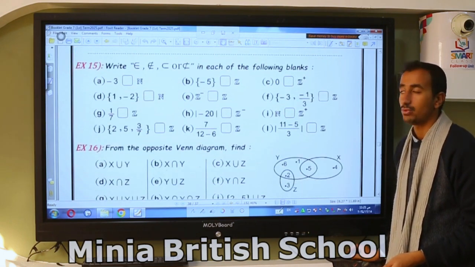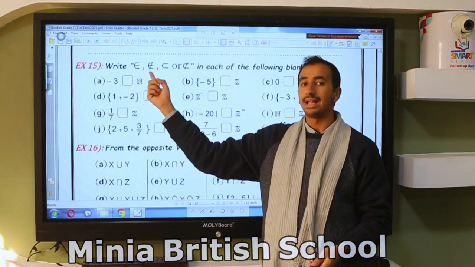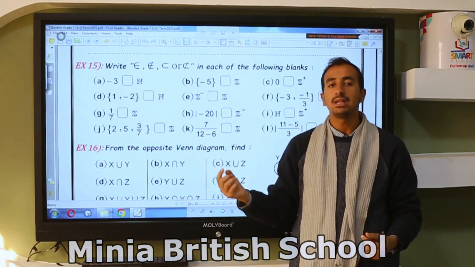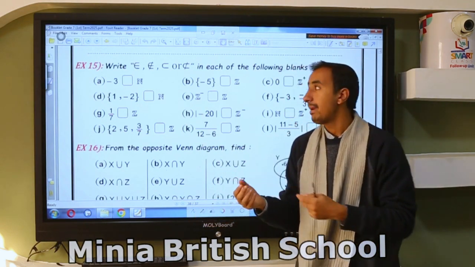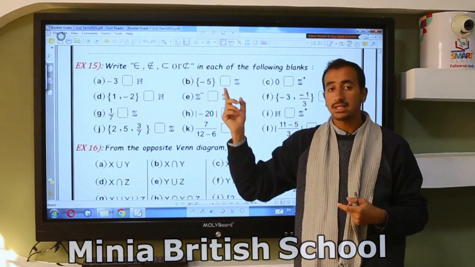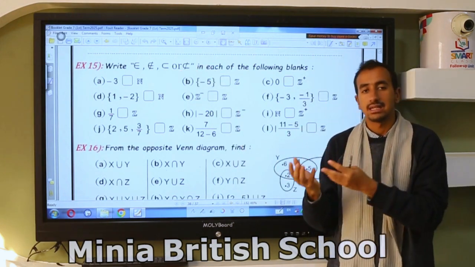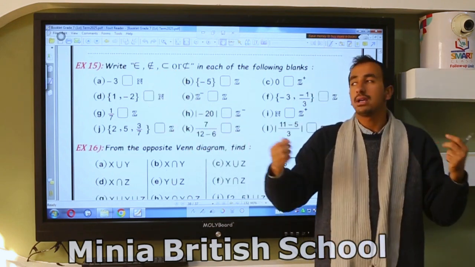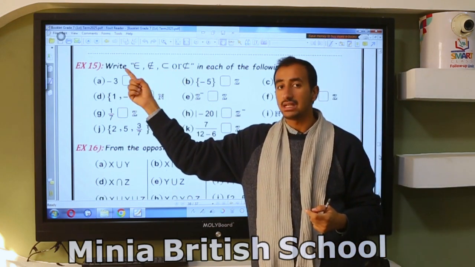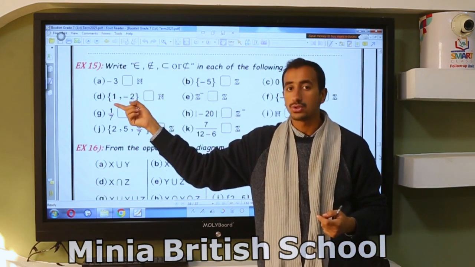What is the difference between them? Belong to and not belong to mean an element with a set. But subset or not subset is a set with a set. Comparing set by set. Here, element by set. Here, is -3 inside the brackets of the set? No, so it's called an element.